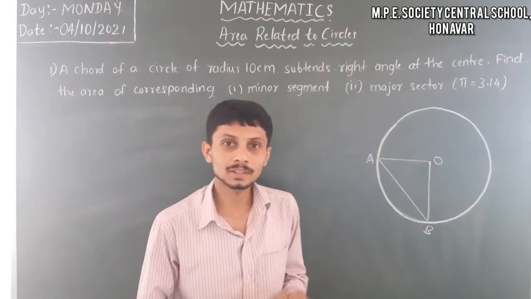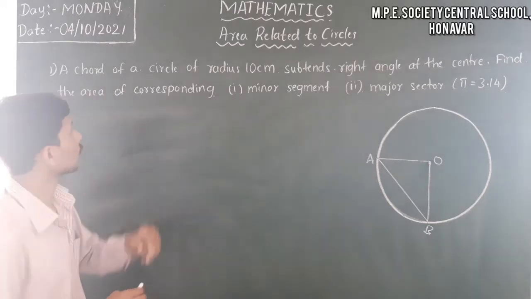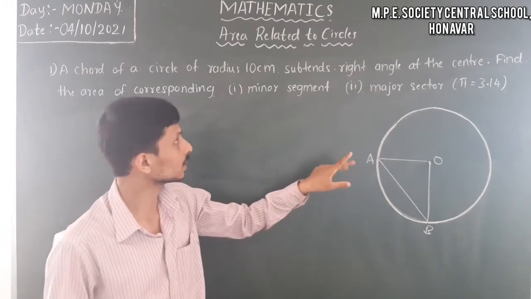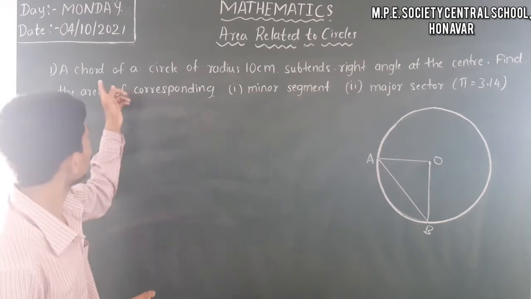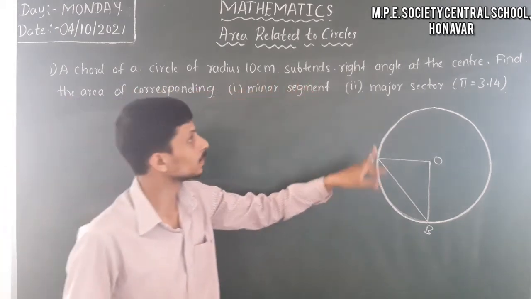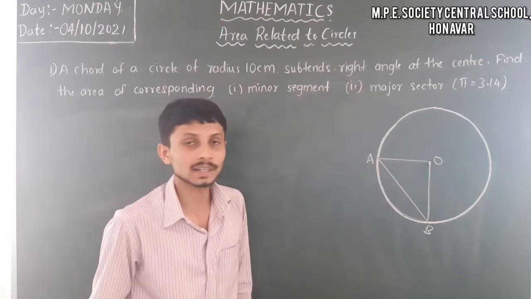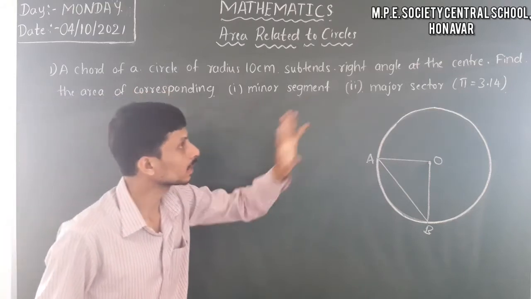Yes, let's have the first problem of this video here. In the question we have a chord of a circle of radius 10 centimeter, that is, the radius of the circle is given, and it subtends a right angle at the center, that is, the angle is given as 90 degree. Find the area of the corresponding minor segment and major sector.